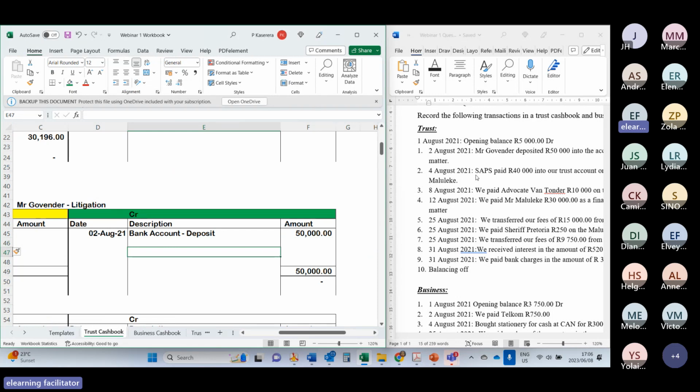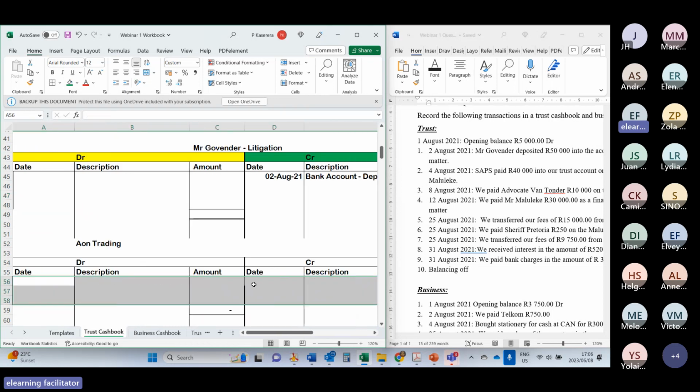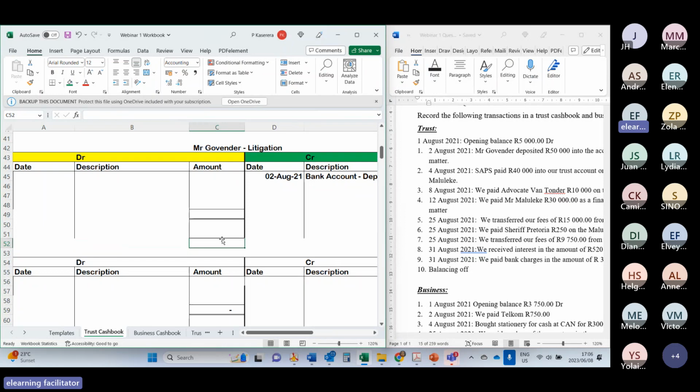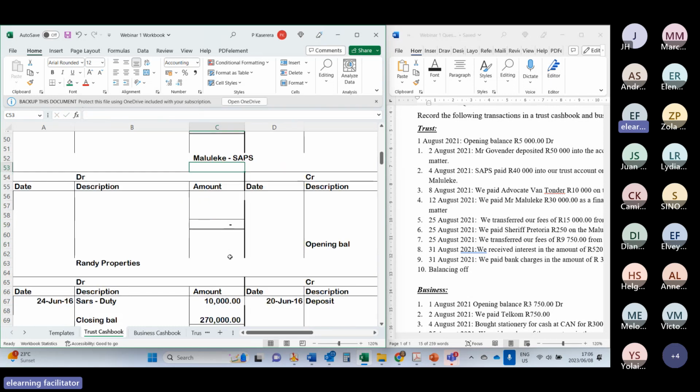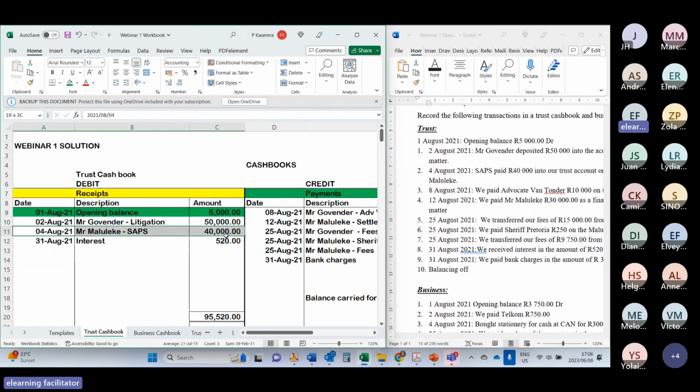Okay, on 4 August 2021, SAPS pays 40,000 for Mr. Maluleke. So now our client is Maluleke. I'm going to delete these transactions that are there so that we have a ledger account, Maluleke. This was probably a detention matter or something. We are told that we received 40,000, and this is where we received it.